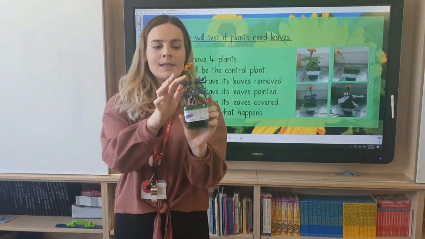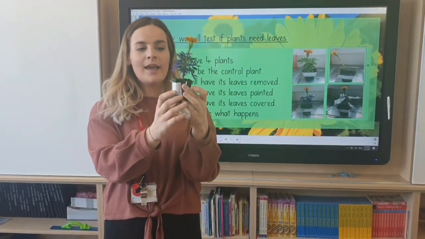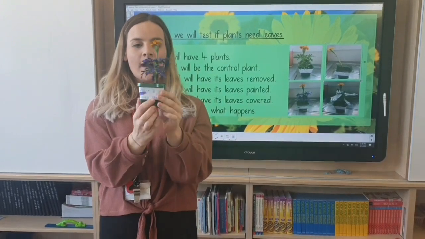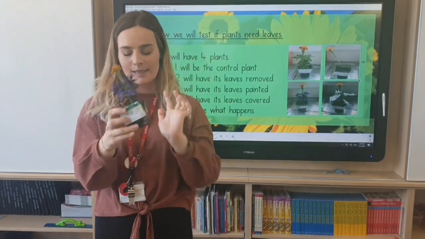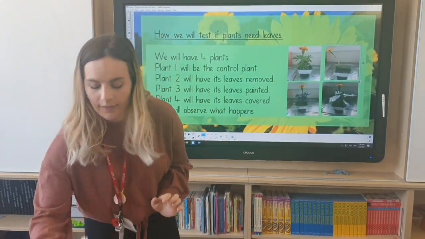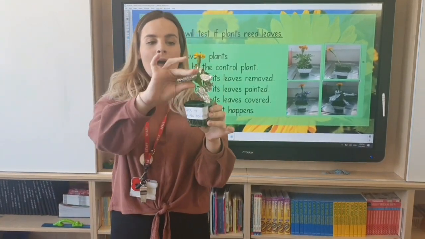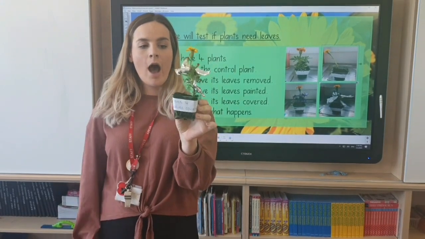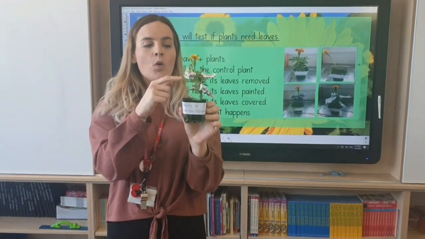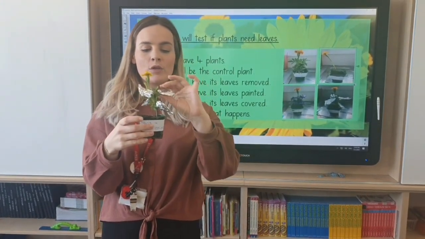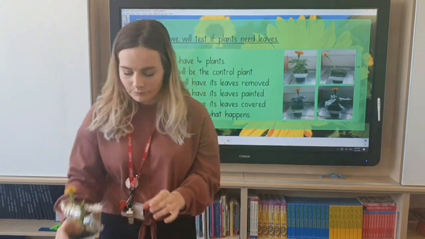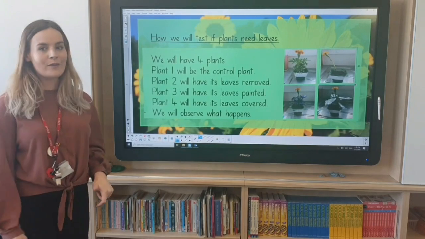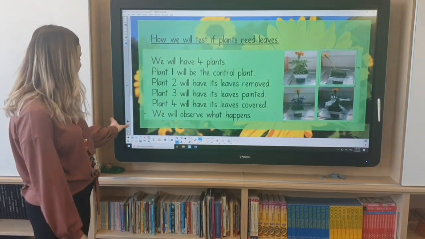My third plant has had a bit of hair dye. It's got a lovely purple paint job over the leaves, covering the leaf, and everything else is the same. And then my 4th plant has got tin foil wrapping most of the leaves. If you're doing this at home, try and wrap all of them, and that will make sure that you're covering them. And we're going to observe what happens over the next coming weeks.